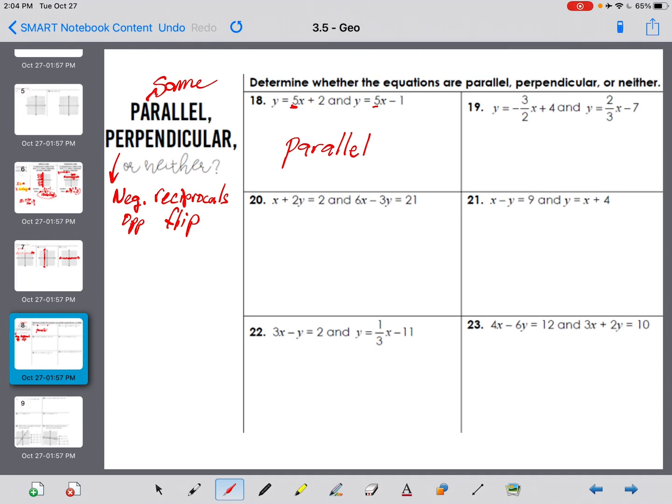Okay. Let's look at 19. You've got negative 3/2 and 2/3. Well, they're different signs, so that's opposite, and they're flipped over. So that means they're perpendicular.